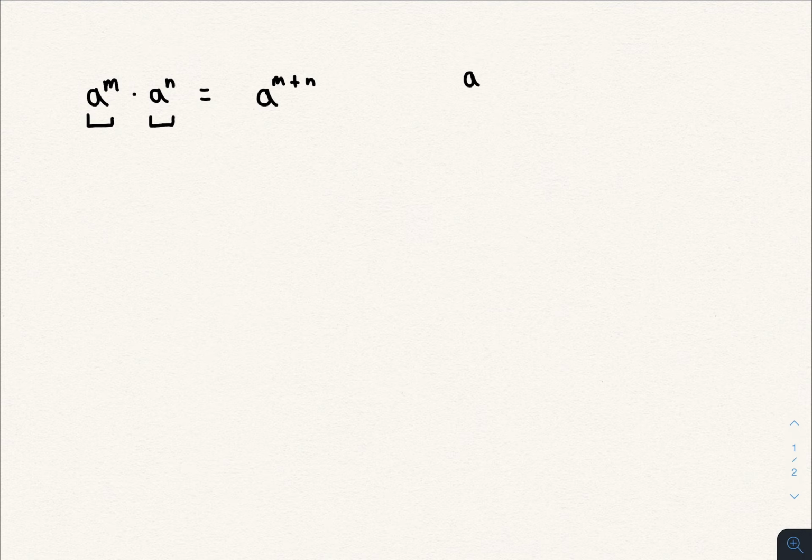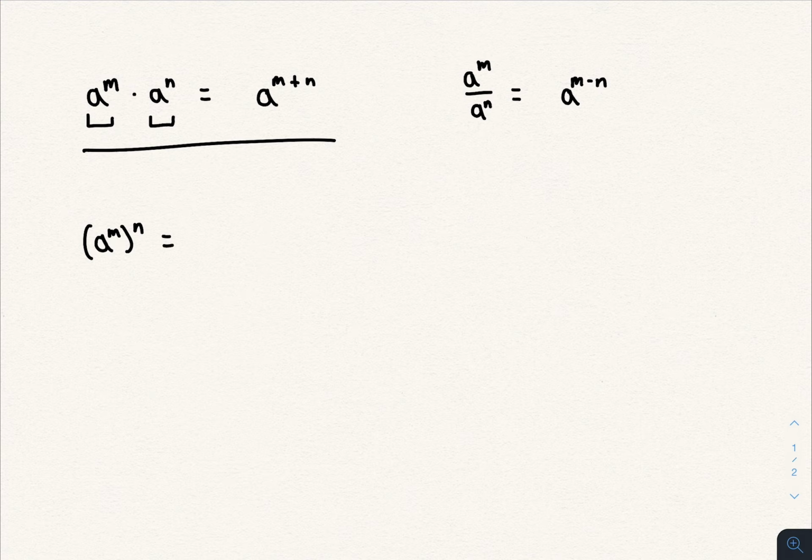If we have a to the power of m divided by a to the power of n, just like the first rule, because they have the same base, the answer is composed of the same base as well, and we're allowed to just subtract the exponents. So it's a to the power of m minus n. If we have something like a to the power of m to the power of n, we're allowed to multiply m times n. So it would be a to the power of mn.